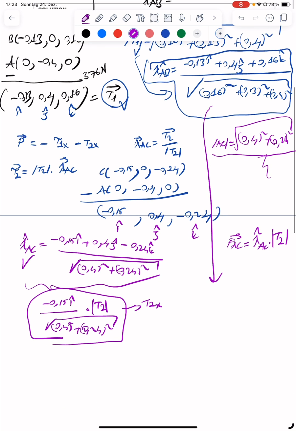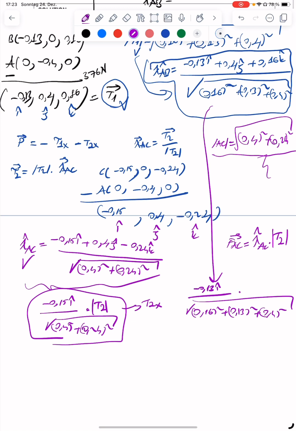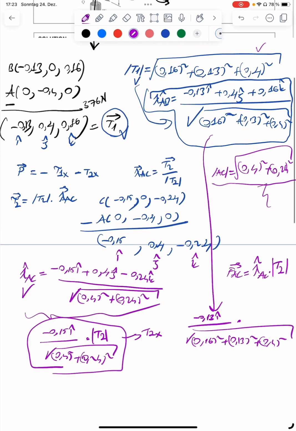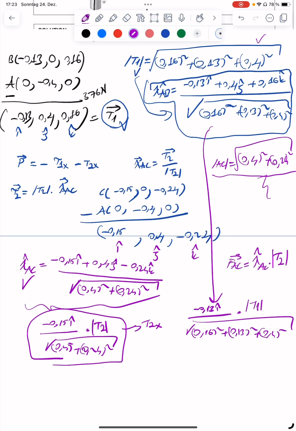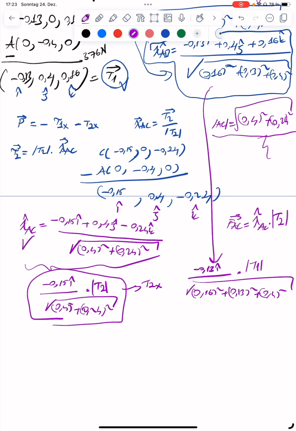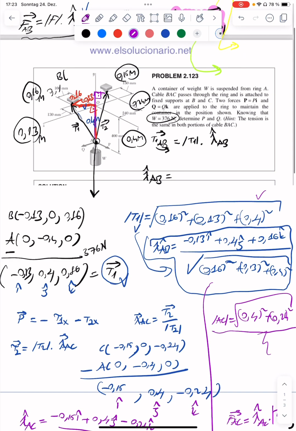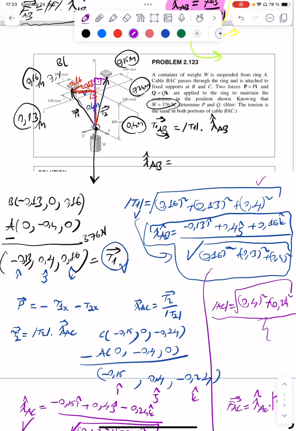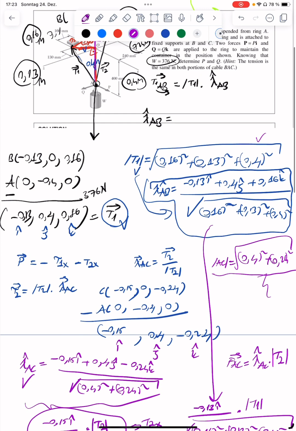What can we get here in the x-axis? 0.13 I hat divided by the square root of 0.16 squared plus 0.13 squared plus 0.4 squared. It is also the x-axis cross the magnitude of T1. Okay.